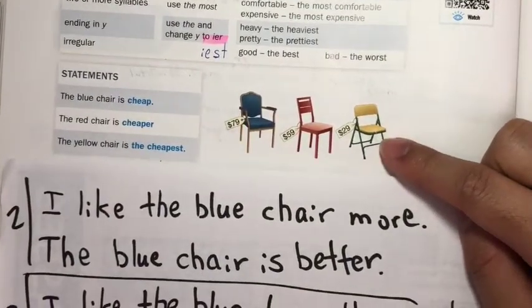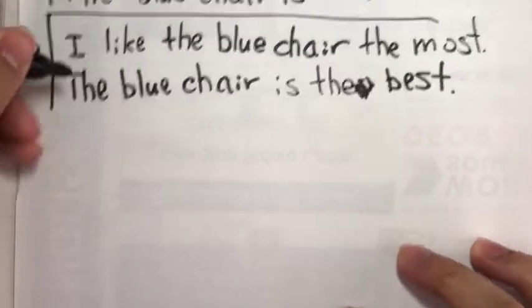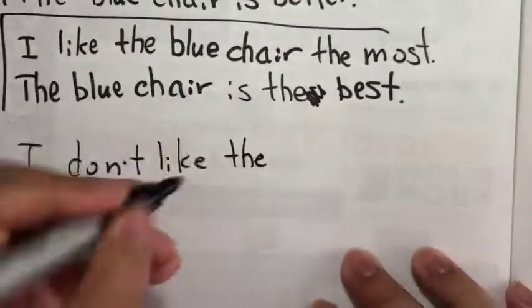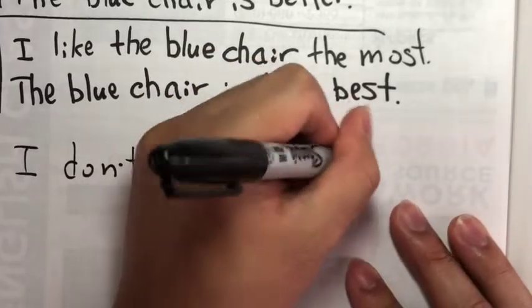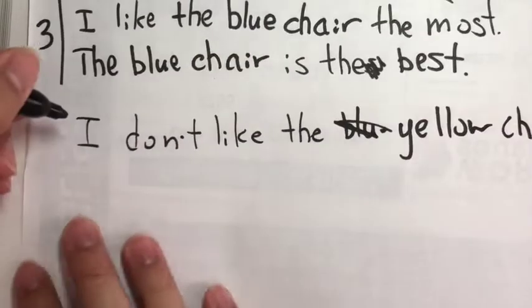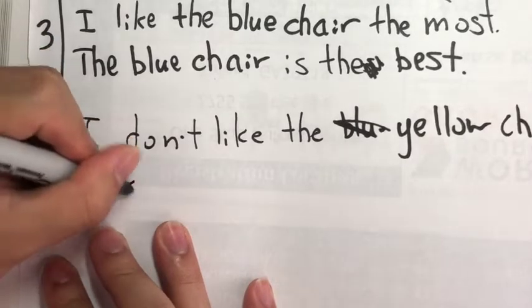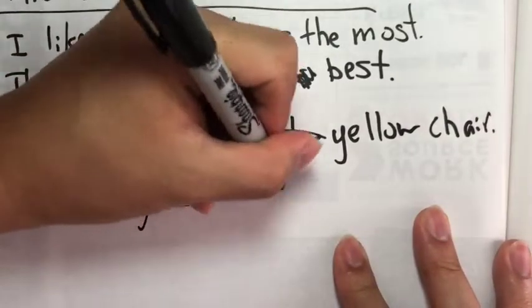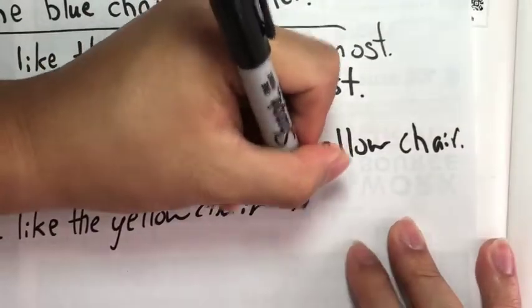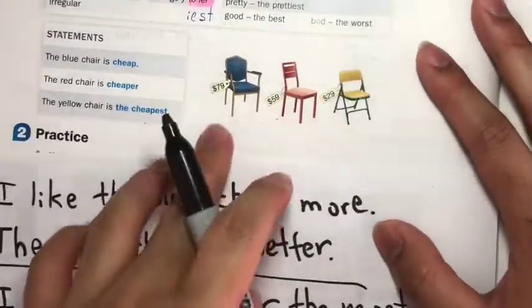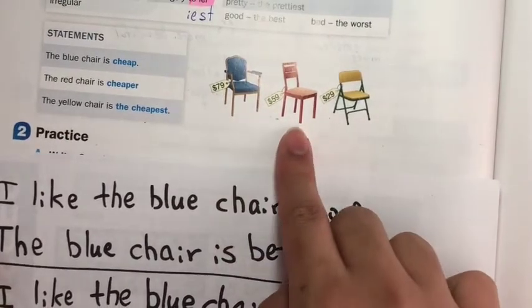Now the yellow chair. I don't like the yellow chair. Oh, I'm sorry, the yellow chair. I like the yellow chair the least. So, of these yellow chairs, I like this one the most. This one is okay. And I like this one the least. I like the yellow chair the least.